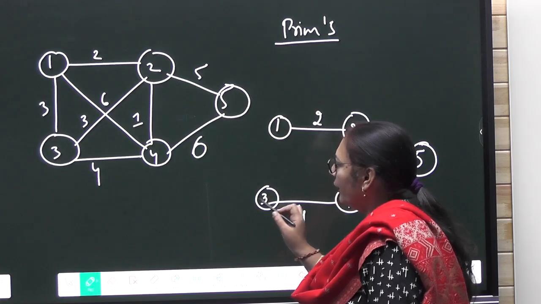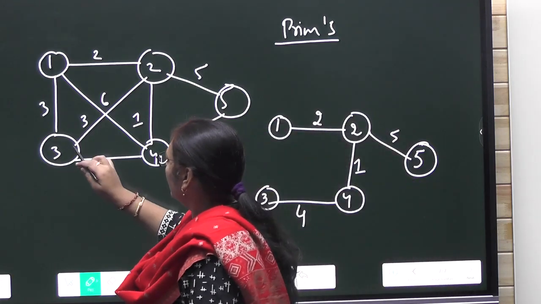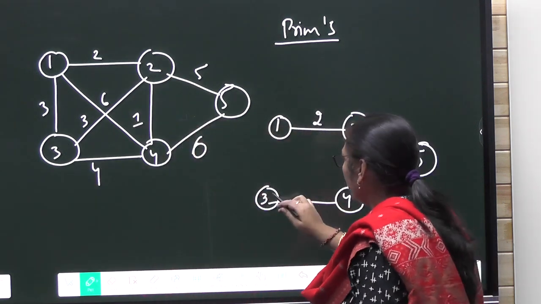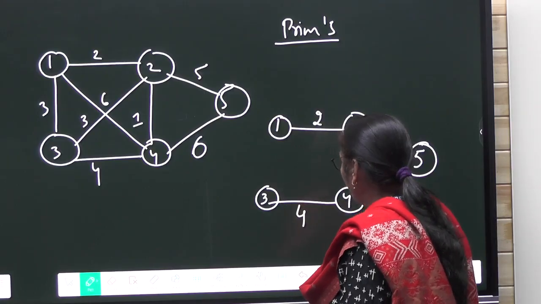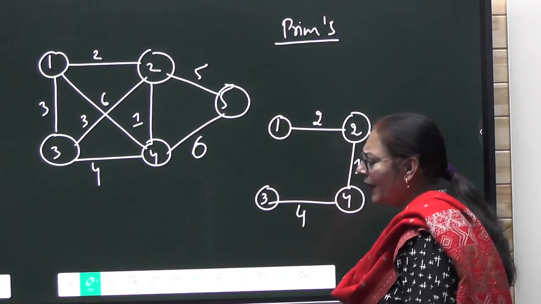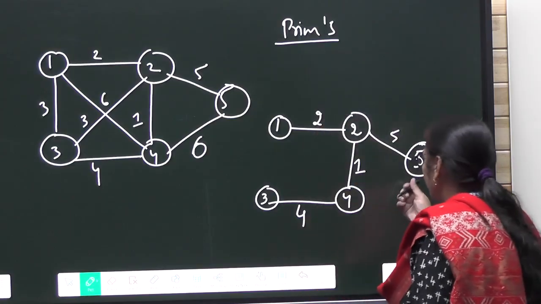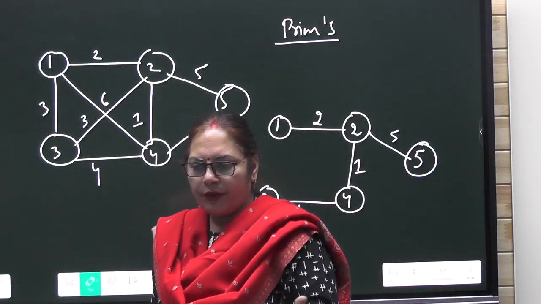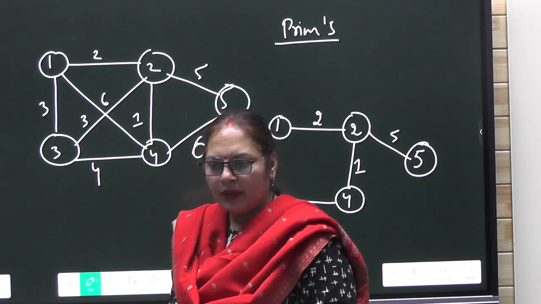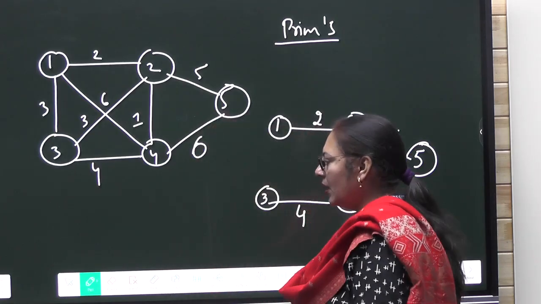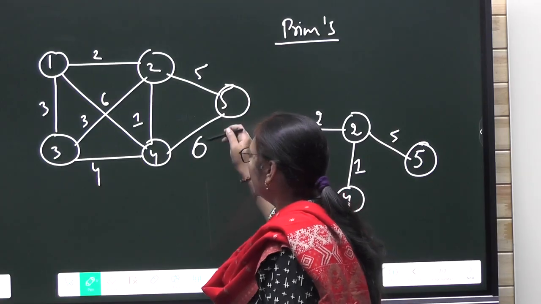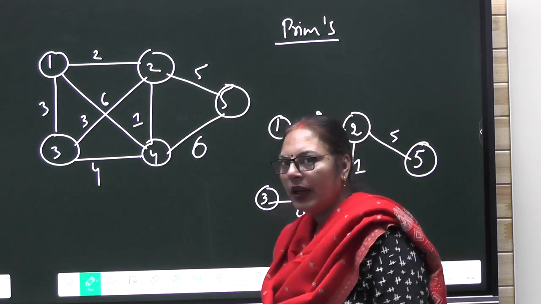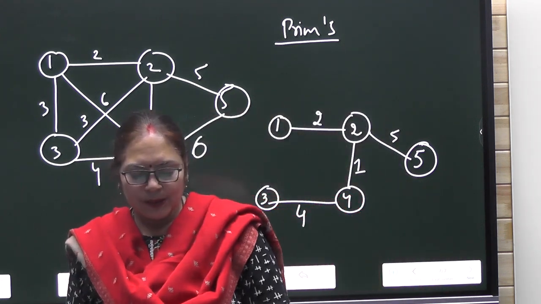Next from 3 I have these edges, 3, this 3, this 4. But we cannot take them because it will give a cycle. This also will form a cycle. Then the remaining vertex is the 5. So 5 we will take, and which edge from the 5 is minimum, that will be chosen. Because it has only 2 edges, 5 and 6, 5 is minimum, we will pick 5. So this is what Prim's algorithm will give as the minimum cost spanning tree.